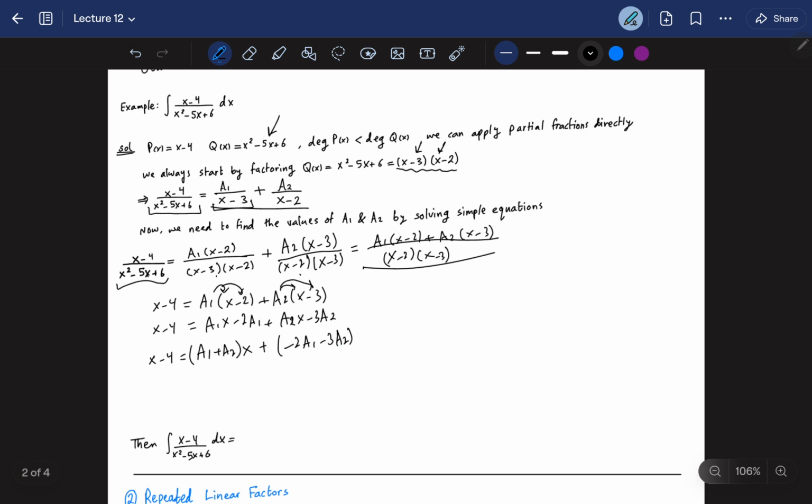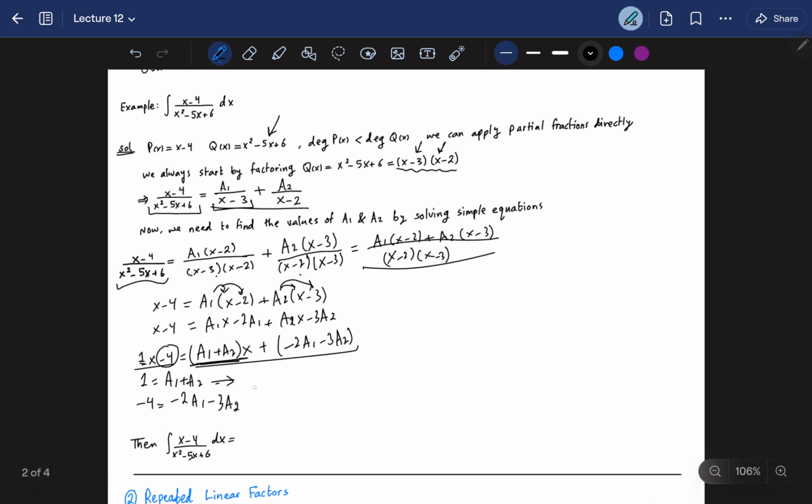So now what happens, I want to build a system of equations and then solve these equations to get the value of a1 and a2. So here, the coefficient of x is 1. And the coefficient of x here is a1 plus a2. So since these two polynomials are equal, the coefficients of x and x squared and so on must be equal. So here the coefficient is 1, must be equal to a1 plus a2. And then the constant term should equal the constant term. So I get this system of equations, which you can solve easily.